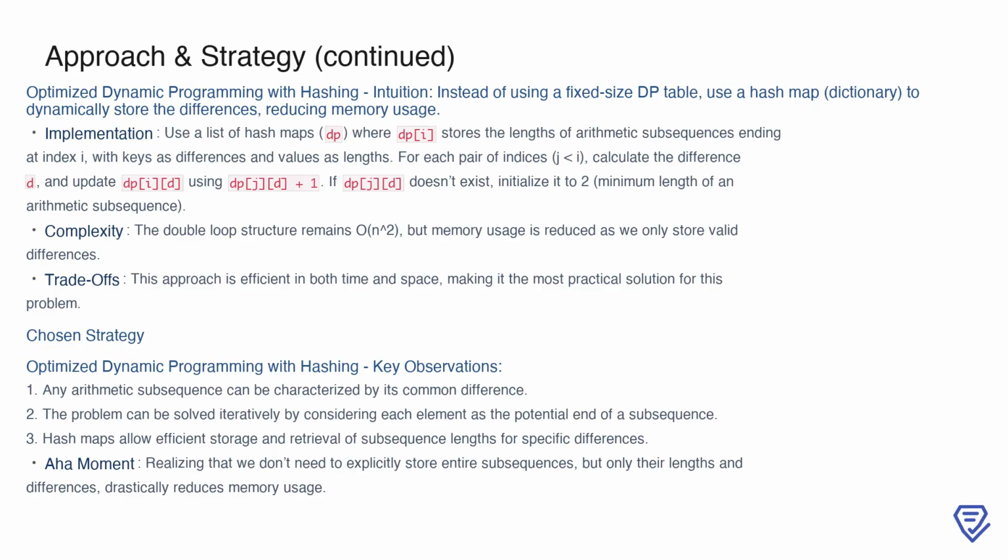For each pair of indices, we calculate the difference d and update the hash map for the current index based on the previous index. If the difference already exists in the hash map of the earlier index, we extend the subsequence by incrementing its length. Otherwise, we initialize it to a length of 2, since a minimum of 2 elements is required to form an arithmetic subsequence. This approach maintains the O(n²) time complexity but significantly reduces memory usage by only storing valid differences.